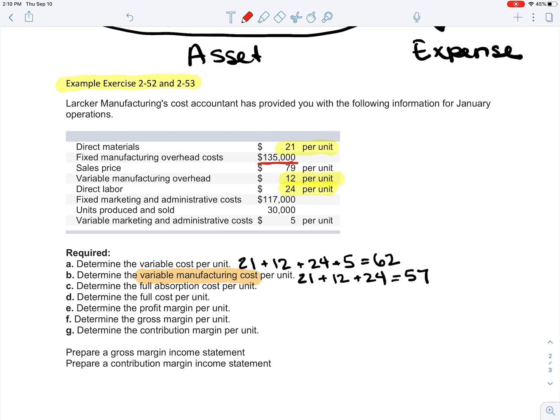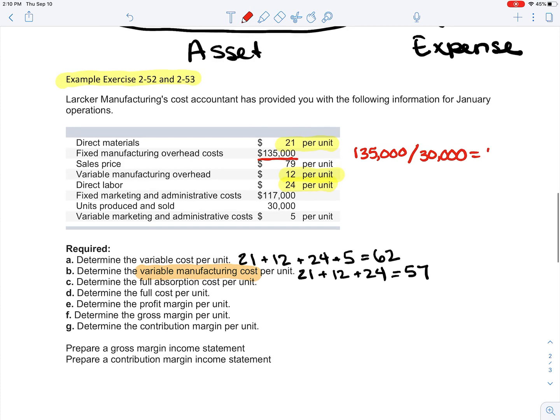So if I want that on a per unit basis, I'm going to take the 135 of my total fixed manufacturing cost and divide that by the number of units I've made. If I do that, I should get $4.50. I will then add that to my costs to determine my full absorption cost per unit.